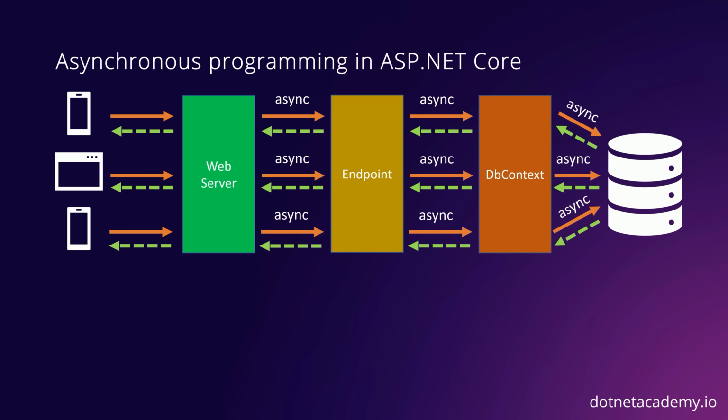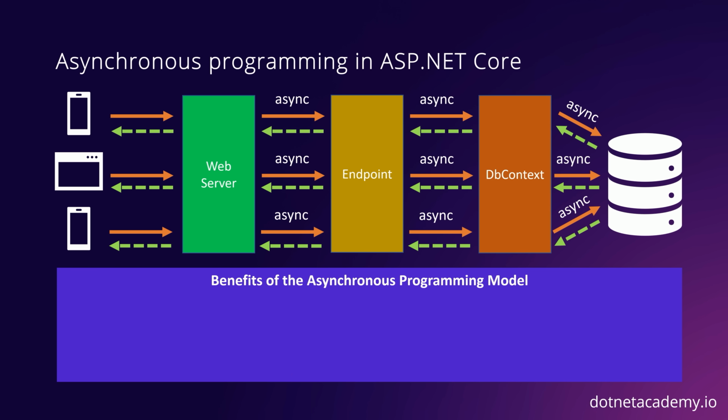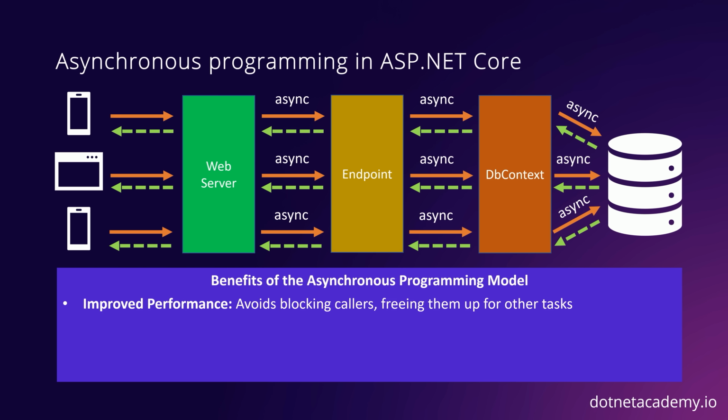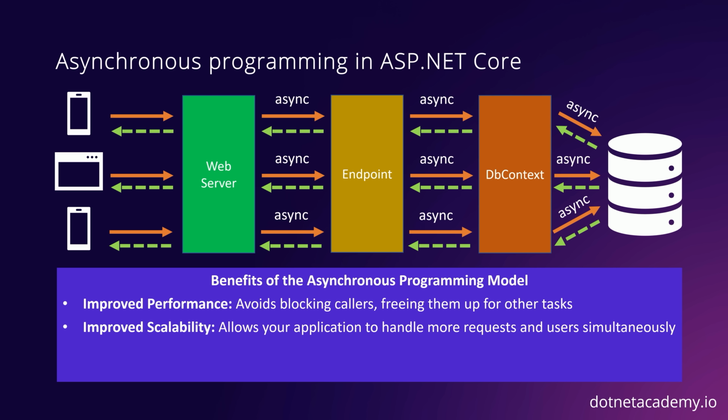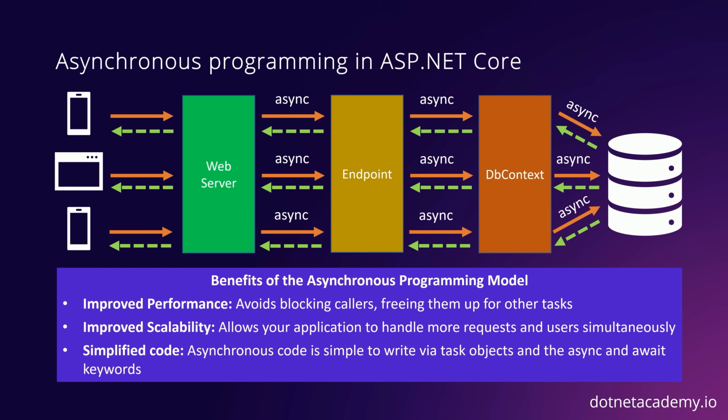As you can see, the asynchronous programming model brings in multiple benefits. Your application gets improved performance since you avoid blocking callers and free them up to perform other tasks, which also results in overall better responsiveness. You are able to scale your application better because it can handle more requests and users simultaneously without getting bogged down by waiting for I/O operations to complete. And also, the use of task objects in combination with the async and await keywords provide a simple and intuitive way of writing asynchronous code as opposed to having to deal with threads and callbacks directly.